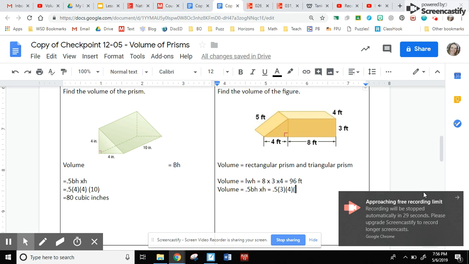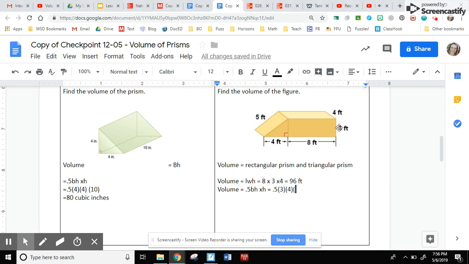Height is 4. From base to base is 4. So then that gives me 120 total. Oh, sorry, I'm ahead of myself. That's 24, and that gives me 120 cubic feet.